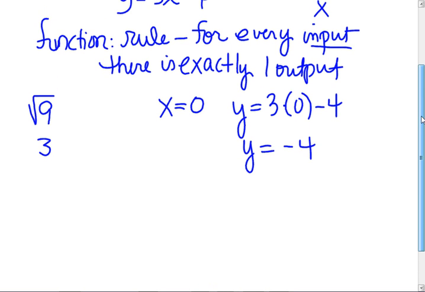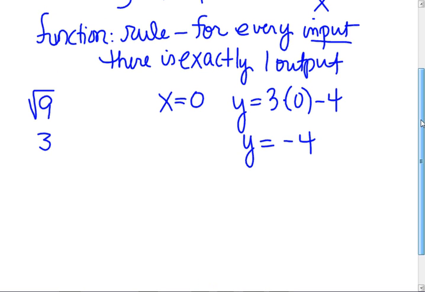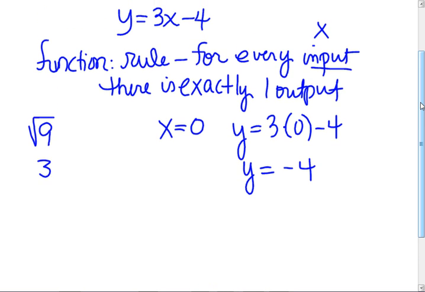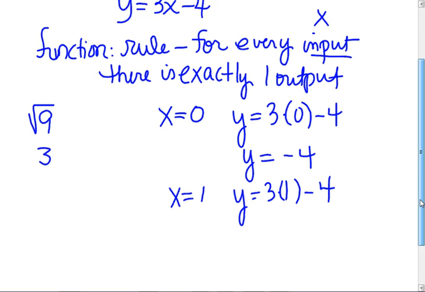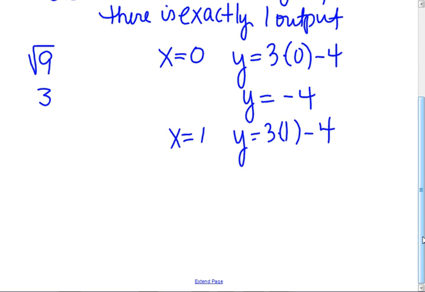You can put anything you want in for x. It doesn't really matter. But no matter what I put in for x, I better only get one answer. What if x is equal to 1? Then y is equal to 3 times 1 minus 4. So what's the answer going to be for that? It's going to be negative 1. That's right. Okay, Zach? So for every input, there's one output. Question? Good.